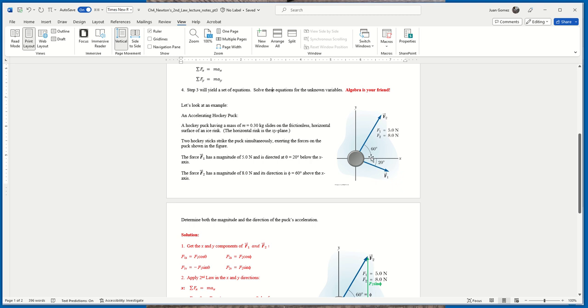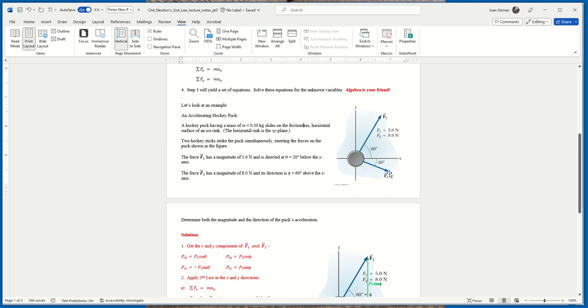It's a hockey puck, and it has a mass of 0.3 kilograms. And it's sliding on a frictionless horizontal surface of an ice rink. So the ice rink represents the horizontal xy plane. And again, no friction, so we're good there. Now, two hockey sticks strike the puck simultaneously, and they exert forces F1 and F2 as shown in the figure. It's as if we're hovering directly above the ice rink and we're looking straight down at this puck.